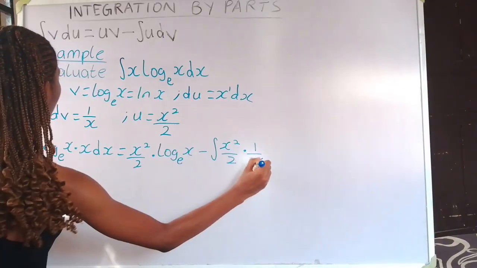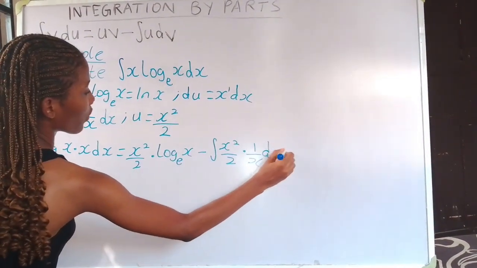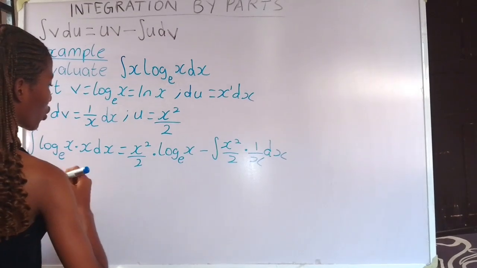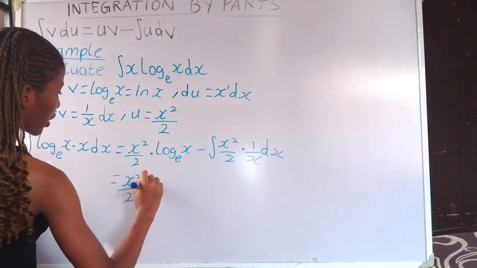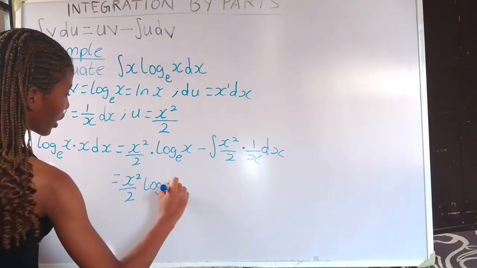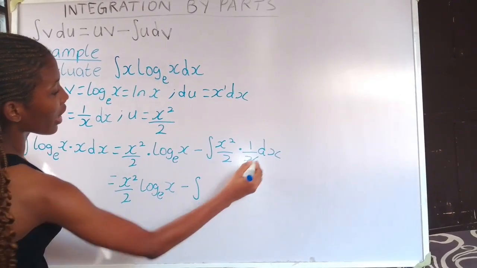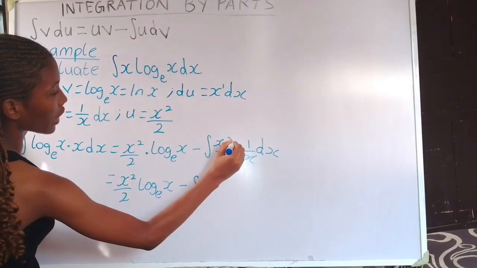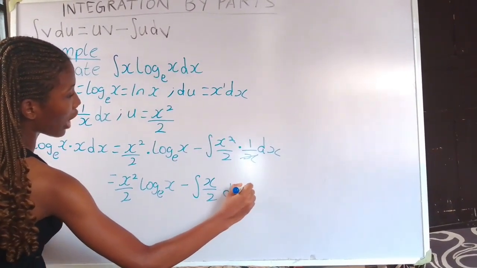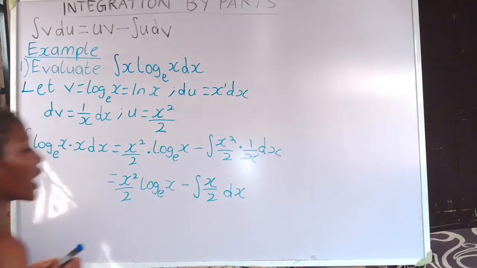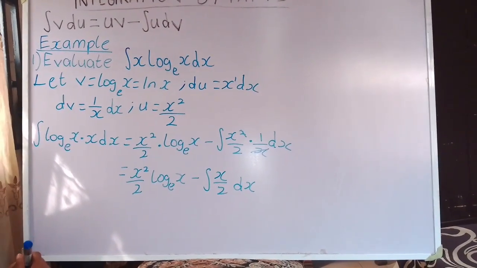1 over x. I forgot to add the x here. Then dx. So this will give us x squared over 2 log x to base e minus integral of, here x will cancel one of the x here, leaving us with x over 2 dx. Now it's easy to integrate our x over 2. Just add 1 to the power, then divide by the new power.